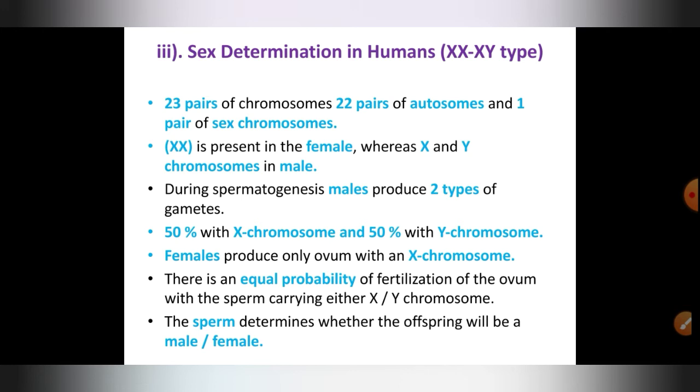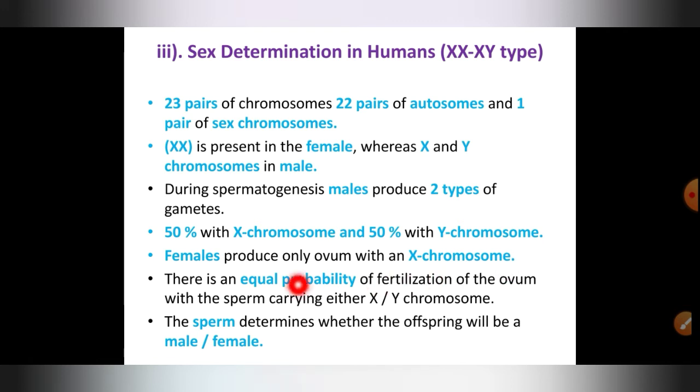Are you getting? All the 4. For example, if 4 eggs are found, all the 4 eggs will be having XX chromosomes. Here, out of 4 sperm, 2 will be having X and 2 will be having Y in case of males. So, there is an equal probability of fertilization of the ovum with the sperm carrying either X or Y chromosome.